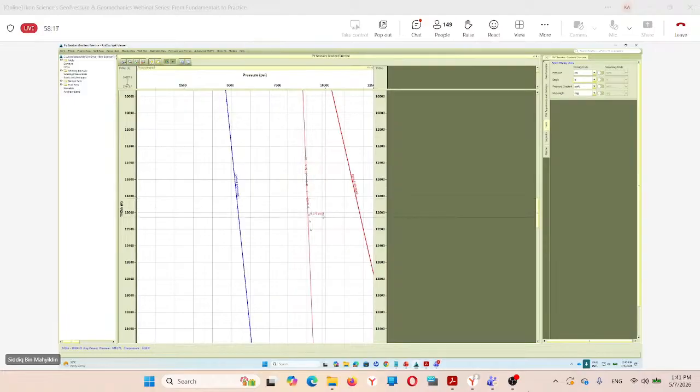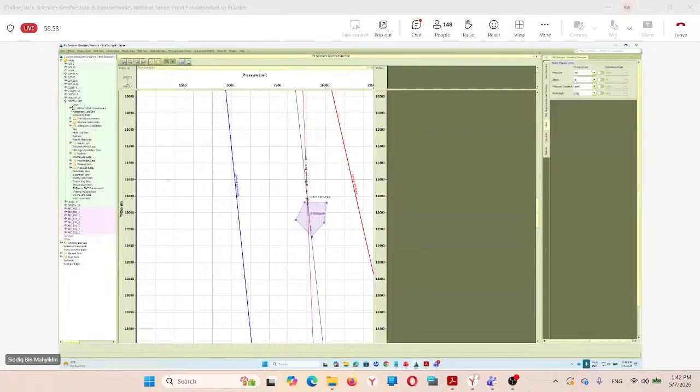And I'm going to draw another polygon down here. I'm just doing a rough work over here. Maybe this one. And I'm going to put another best fit line. You can see this is the water gradient, and it has a contact around 11,825 feet TVDKB. I can confirm that with my well data, but I do not have logs data loaded over here.